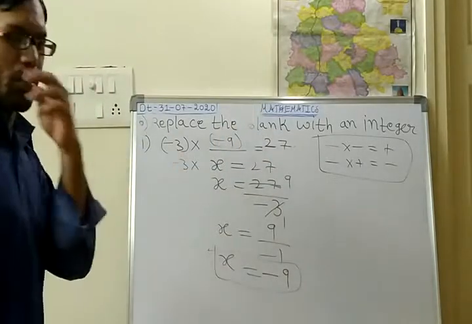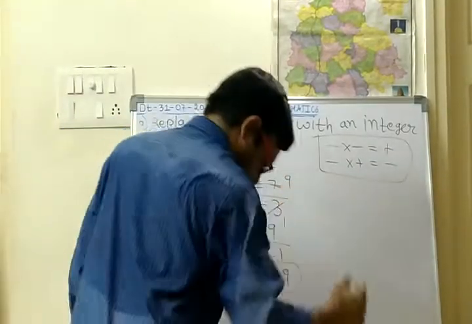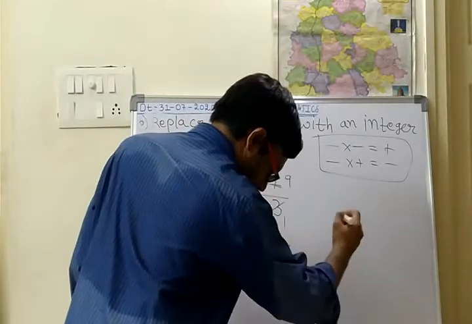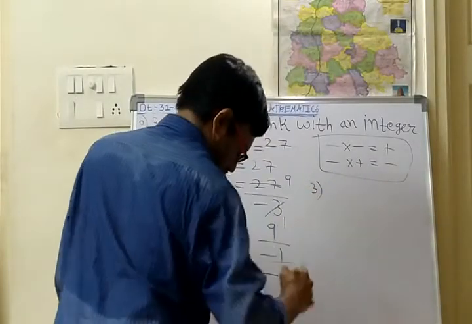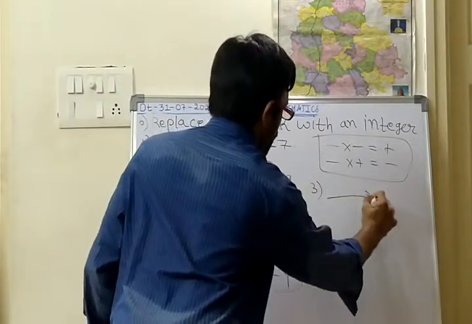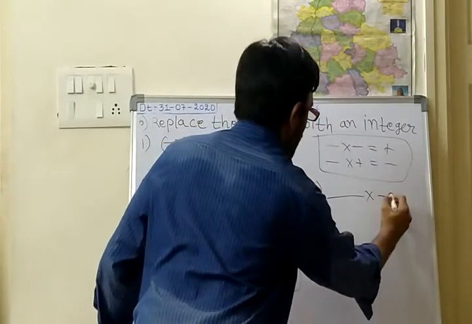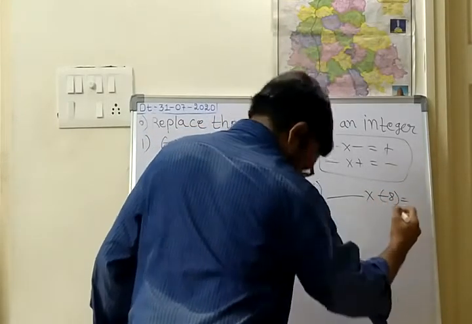The second one, you do. Next, the third one I am saying: dash into minus 8 is equal to minus 56.